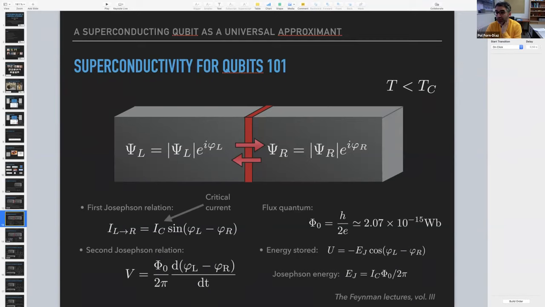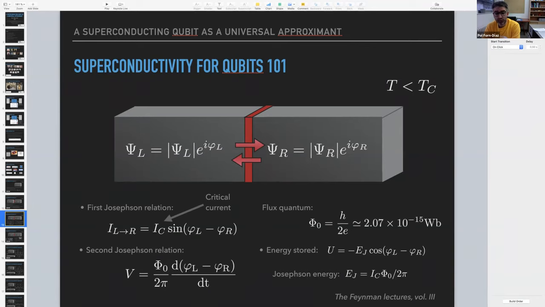So it is a nonlinear relation between a macroscopic quantity, which is the current that we can detect, and the microscopic properties of the wave function. The second Josephson relation tells us that the voltage across this junction is proportional to the time derivative of the phase.